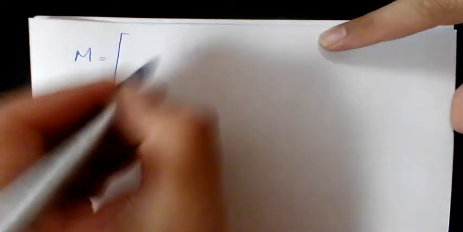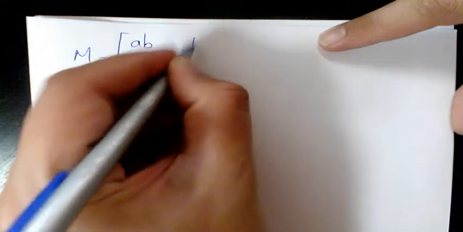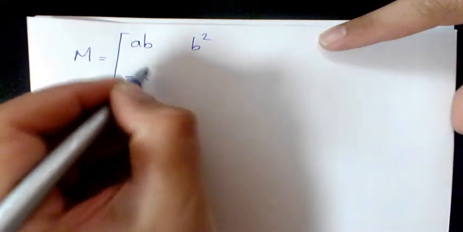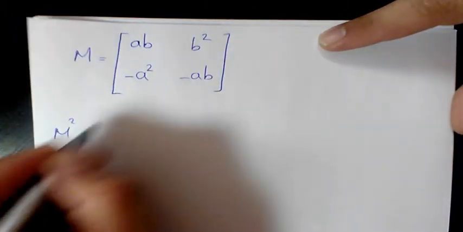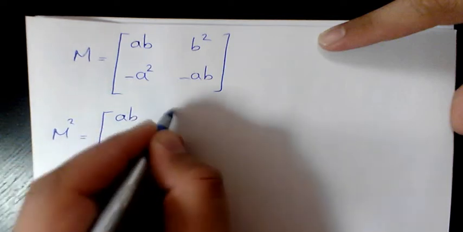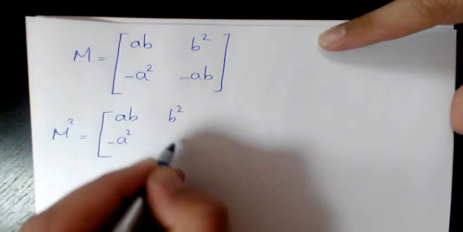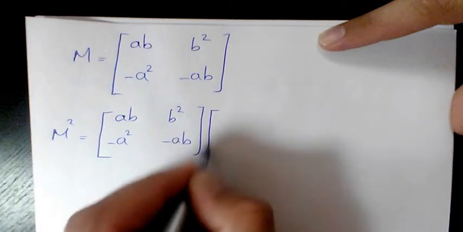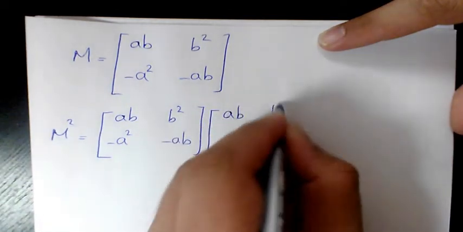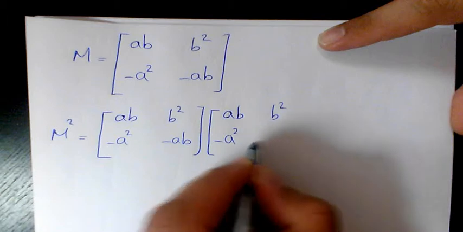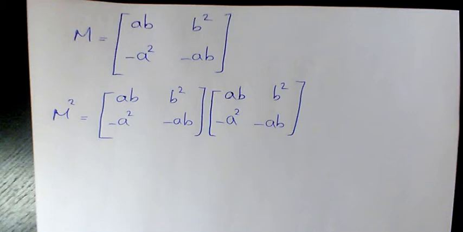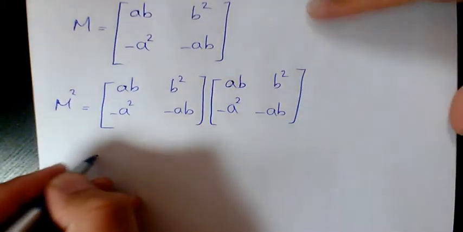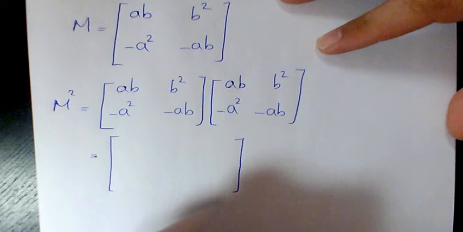Next example, if we have matrix M, that's [AB, B squared; negative A squared, negative AB], and I want to find M squared, which is M times itself. We want to find out if it's going to be 0 or not. If it's 0, we call it a nilpotent matrix. So that's supposed to be 2 by 2 as well.